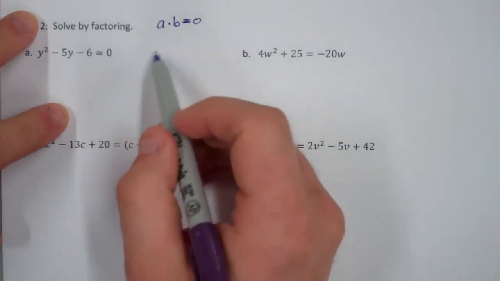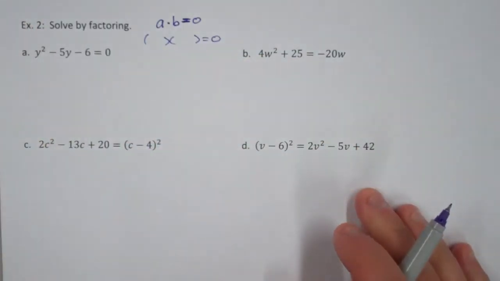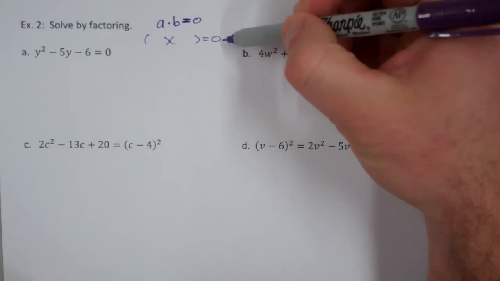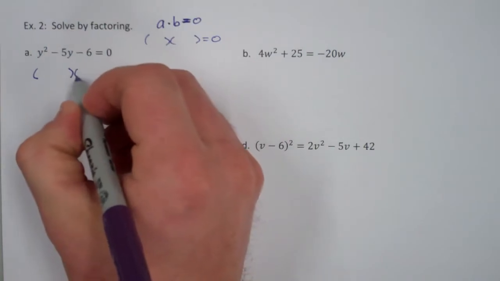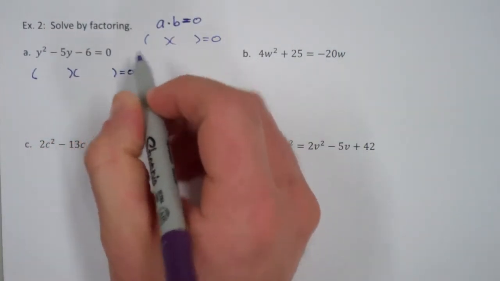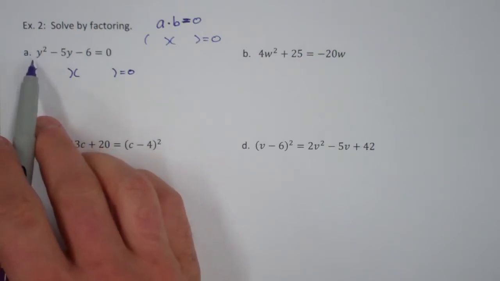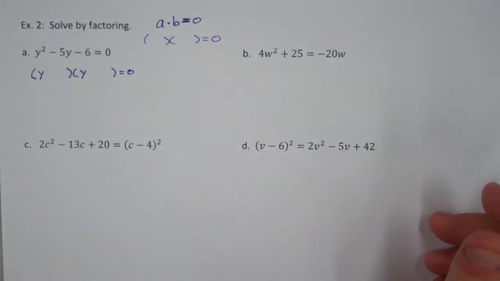Oftentimes A is going to be in its own set of parentheses, and B is going to be in its own set of parentheses as well. Notice how we need to have 0 on the right hand side. So we've got that here for the first one. What we need to do now is see if we can factor this. When the value of A, which is the coefficient of the squared term here, is 1, I like to do just an educated guess and check, I'll call it.